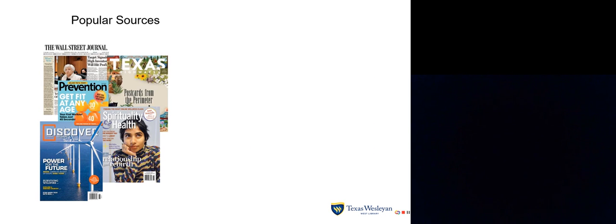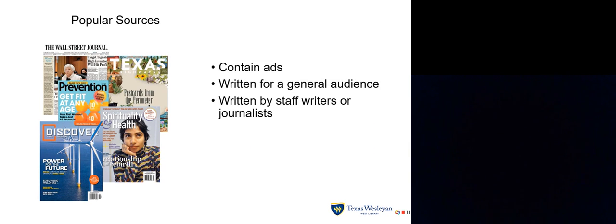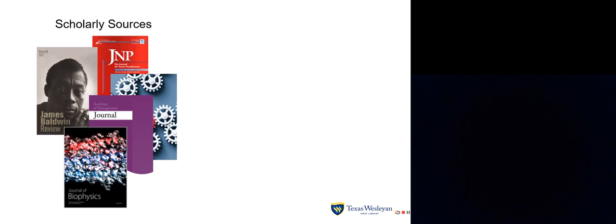Popular sources are commonly known. They contain advertisements and are written for a general audience. The information is usually presented in a story format and the language is casual. Popular sources often do not include technical information or terms. Popular sources are written by staff writers or journalists, and the material is usually published by a commercial publisher.